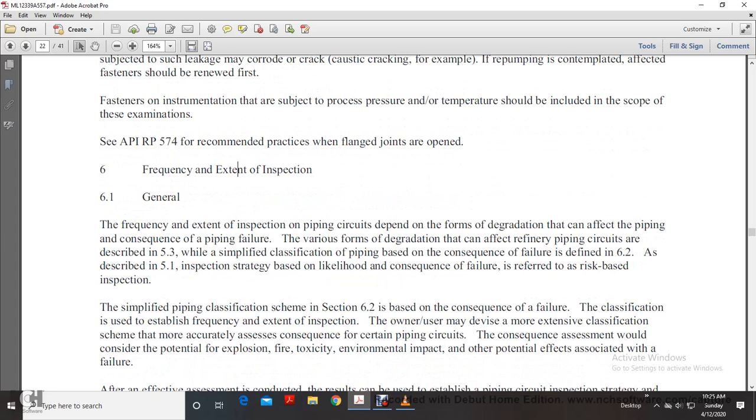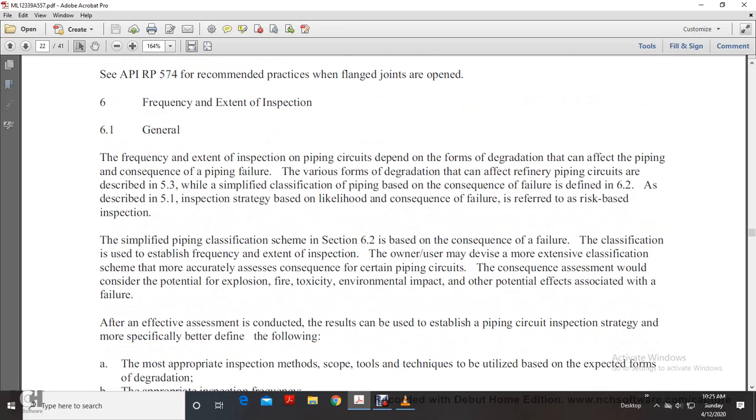General. The frequency and extent of inspection of piping circuits depend on the form of degradation that can affect the piping and the consequence of piping failure. The variation of degradation causes that can affect refining piping circuits is described in 5.3. Simplified classification of piping based on consequence of failure is defined in 6.2, as described in 5.1, inspection strategy based on the likelihood and consequence of failures, referred to as risk-based inspection.